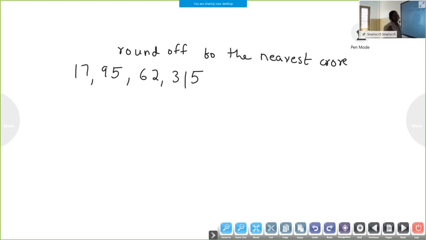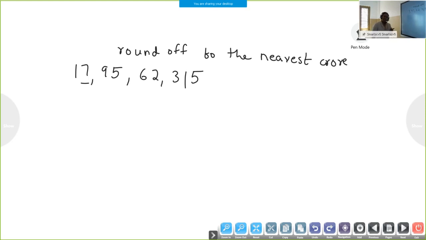So, you already learned till 1000, but the same procedure you have to follow for higher rounding digits also. In that case, you have to apply the same procedure. Now, if the question is to round off to the nearest crore, what is the first thing you have to do? You have to underline the digit in the crore's place. Which is the digit in the crore's place? It is 7.